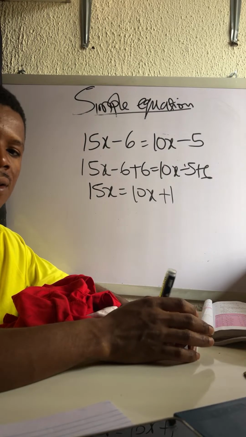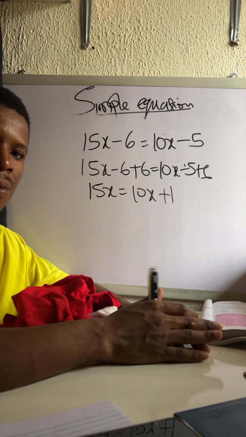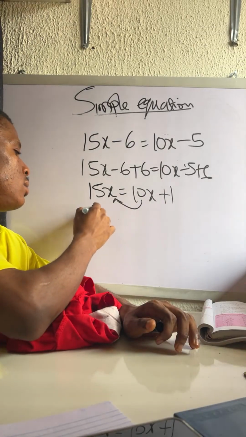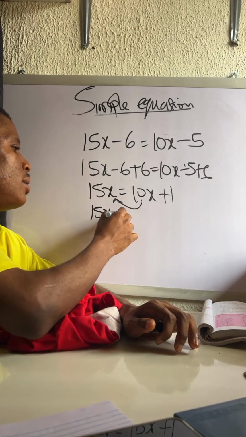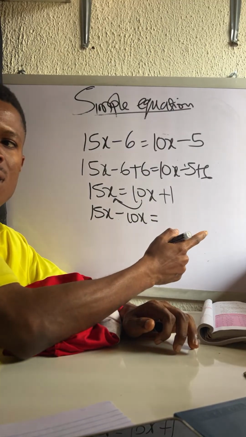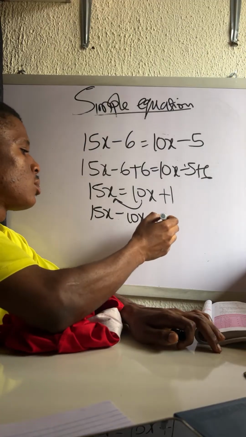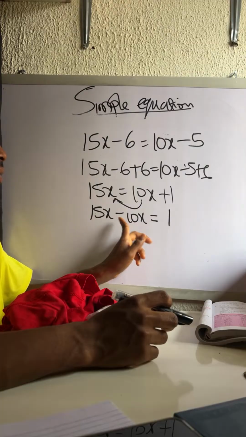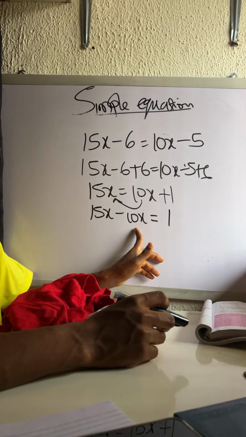For us to get the value of x, this is very, very simple. You just have to subtract 10x from both sides. You have 15x minus 10x equals 10x minus 10x is 0. So we basically say that it equals 1. So guys, what is 15x minus 10x?